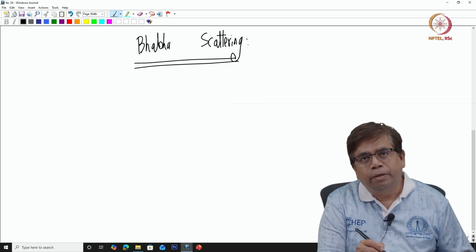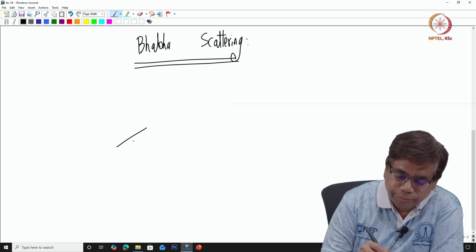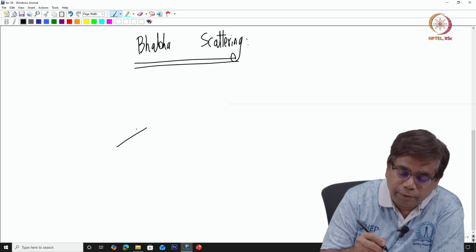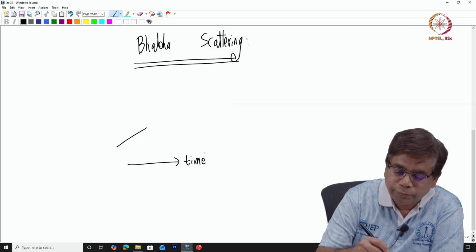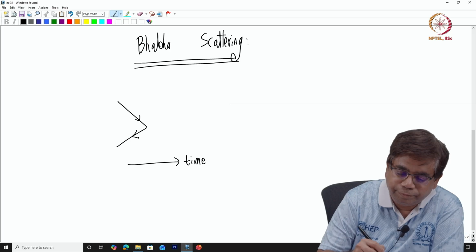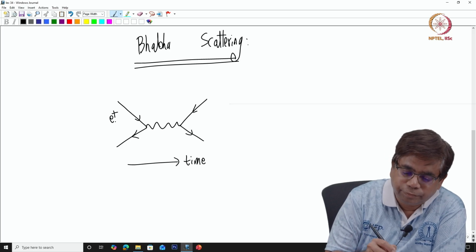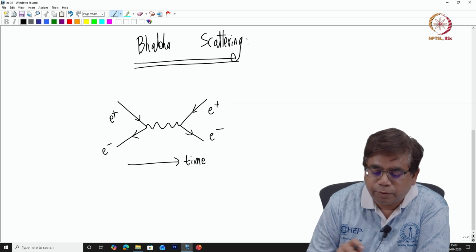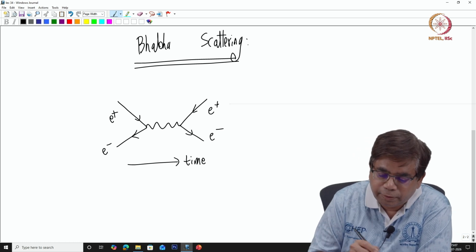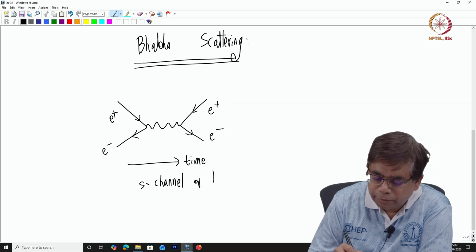The Bhabha scattering has essentially two diagrams. An electron, so we chose the time as this, and a positron come together, giving rise to an electron positron pair. This is called the S channel or the annihilation diagram.